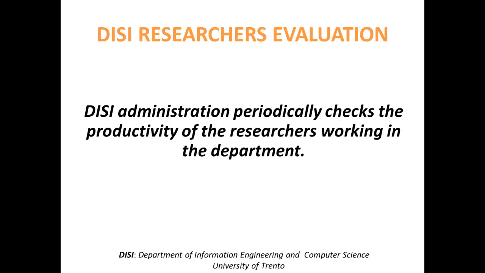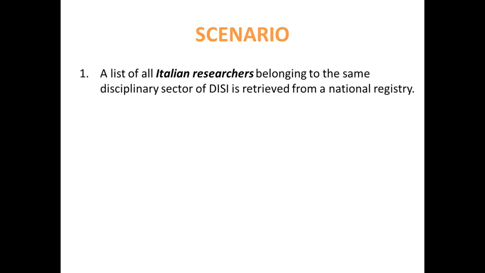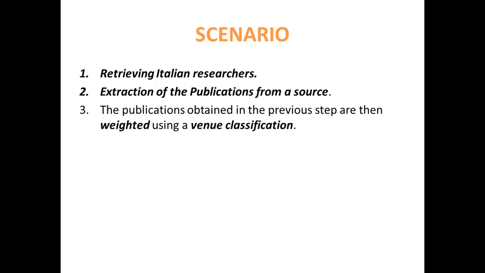DC administration periodically checks the productivity of the researchers working in the department using a complex evaluation procedure, which is the following. The scenario has a number of steps. First of all, a list of all Italian researchers belonging to the same disciplinary sector of DC is retrieved from a national registry. Publications for each researcher of DC and for the researchers selected during step 1 are extracted from an aggregate data source. The publications obtained in the previous step are then weighted using a Venn classification.